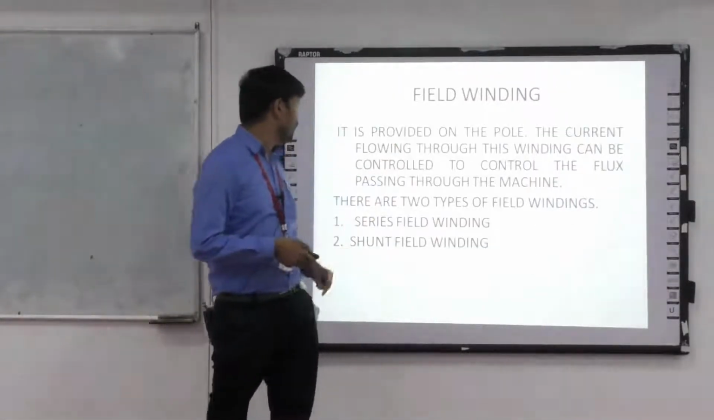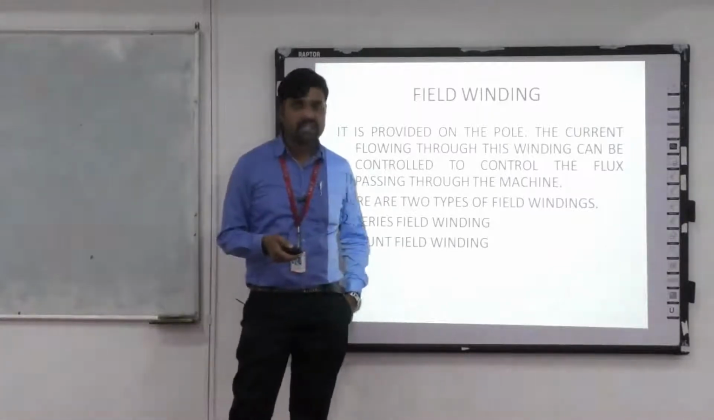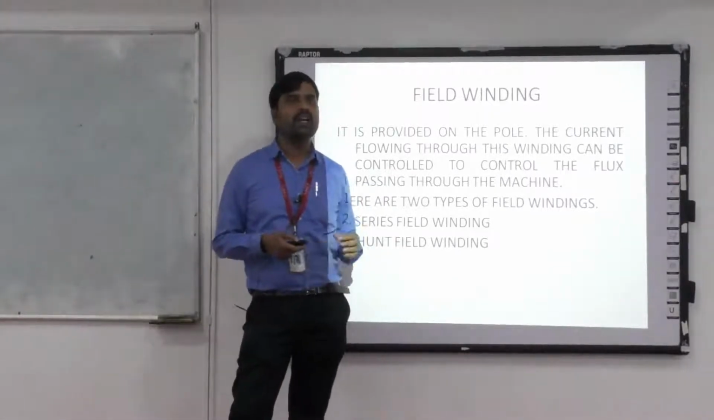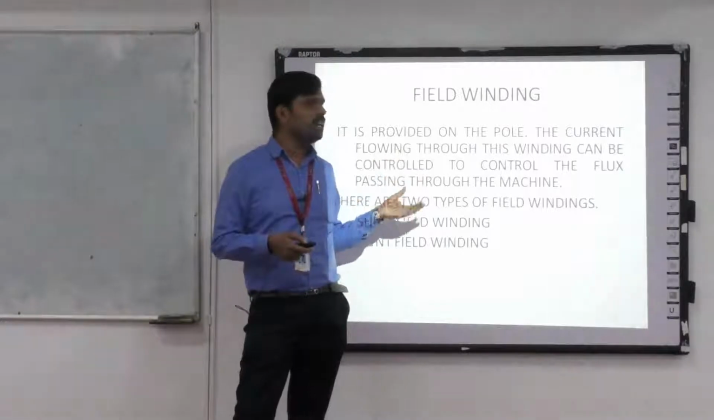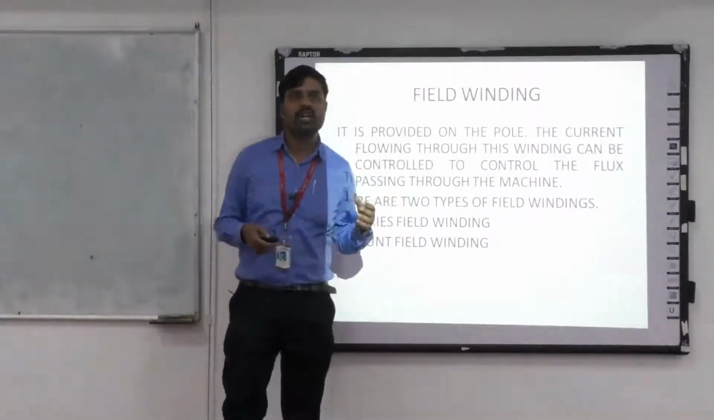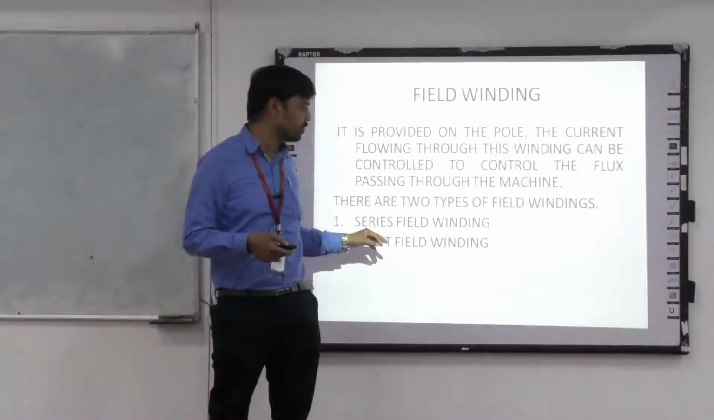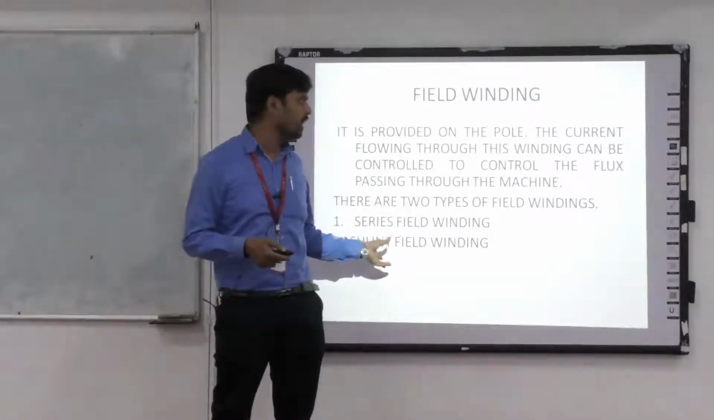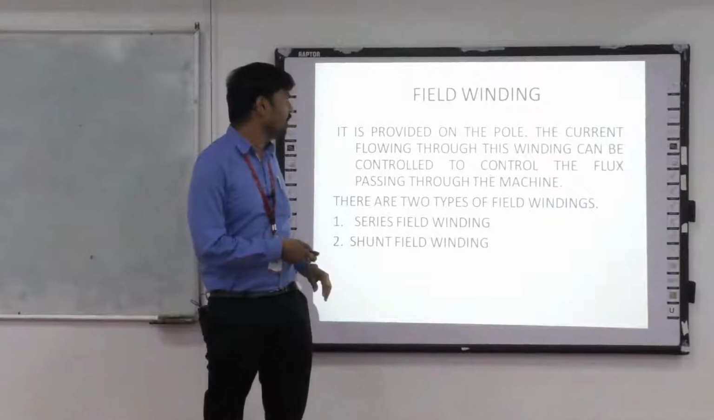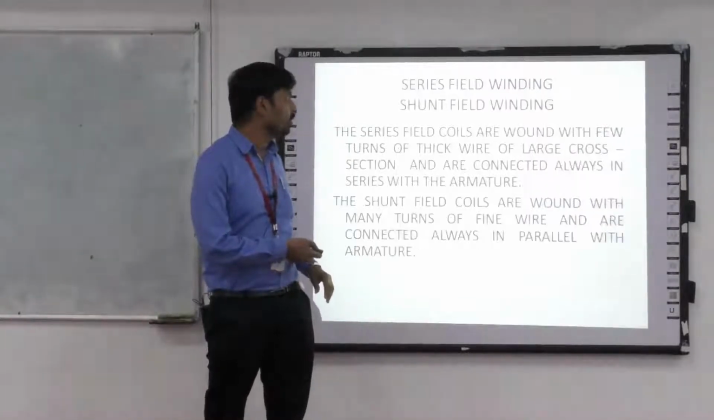Next one is field winding. In field winding, we have a series field winding and a shunt field winding. Here we can say in types of DC motor, we have series motor, shunt motor and compound motor. If the winding is connected in series, that is called a series winding. If the winding is connected in parallel, that is called a shunt field winding. It is used to control the flux actually.